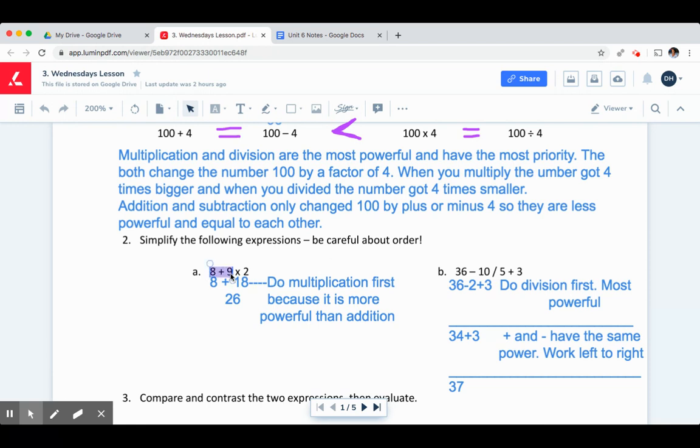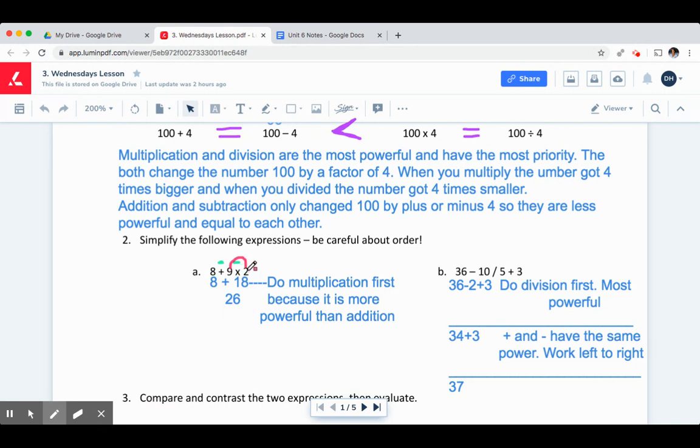For part A, we were given the following expression. I noticed that in this expression, the operations happening are addition and multiplication. Based on what we talked about in part 1, which operation is more powerful? Because multiplication is more powerful, we should solve that first. So we are going to do 9 times 2 first, because whenever we're solving these expressions that don't have parentheses, we'll solve the strongest or the most powerful operation first.